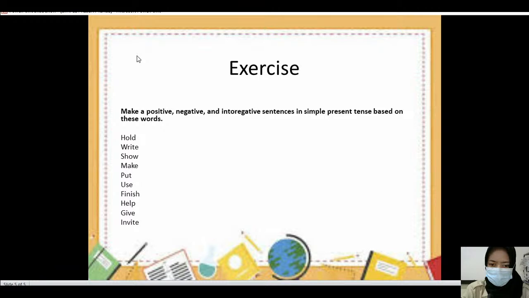Hold, write, show, make, put, use, finish, help, give, invite. So you need to make three sentences: positive, negative, and interrogative. Okay, this is the material I wanted to explain.